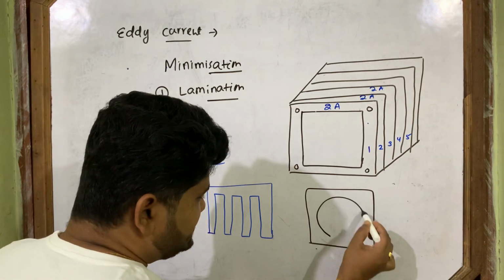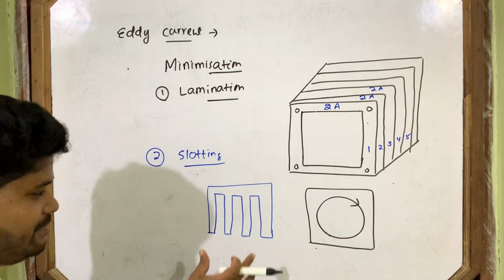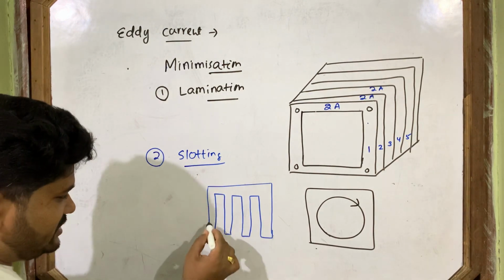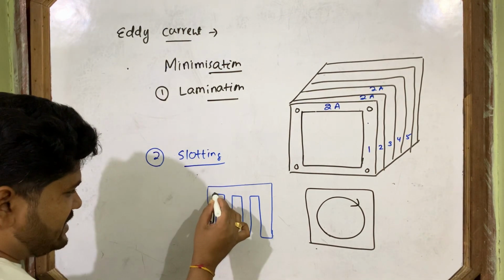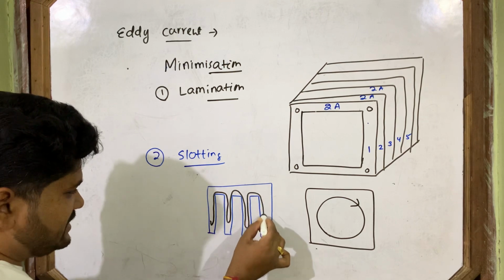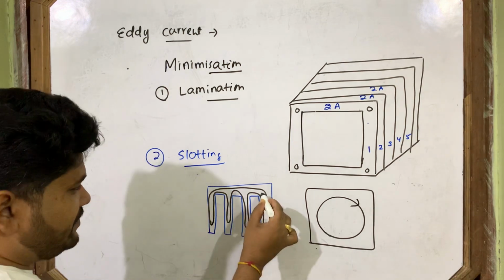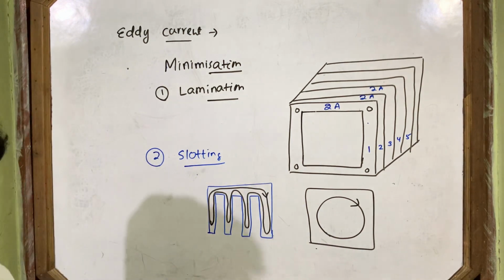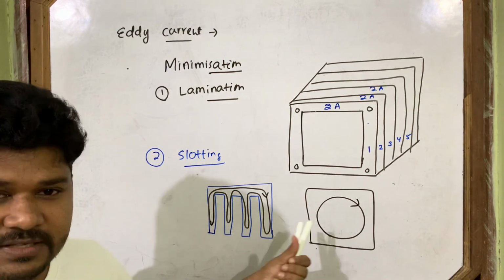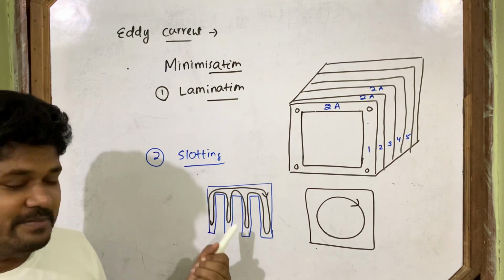If you don't cut, what happens? The eddy current forms and passes like this. But if you cut the slots, now you see how the eddy current passes. It will enter, pass again, pass again. Now the eddy current passes like this. What happened here? If you have the slots, eddy current will be less.